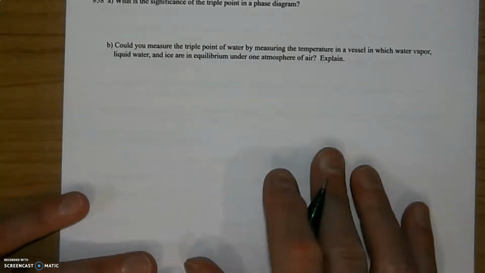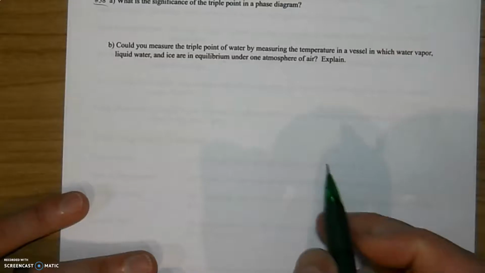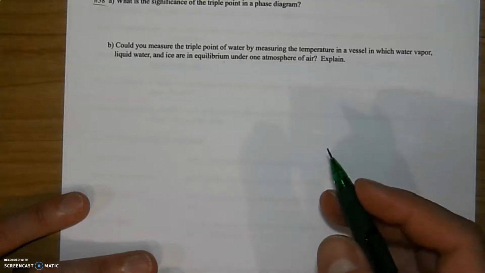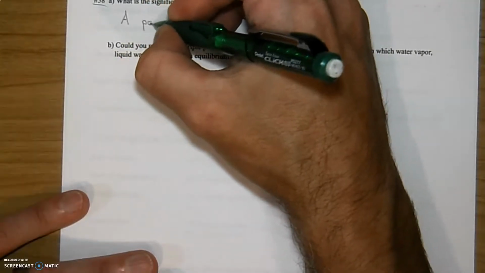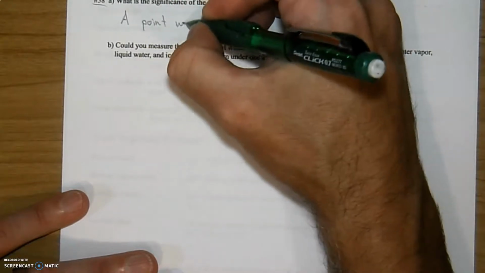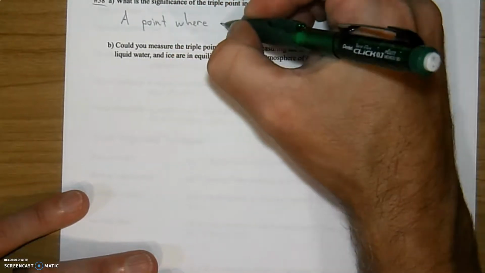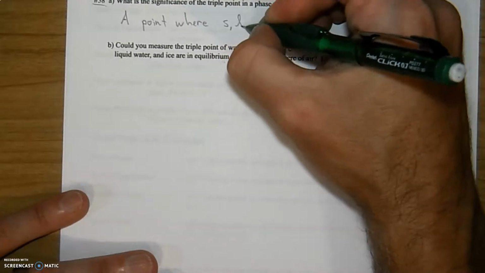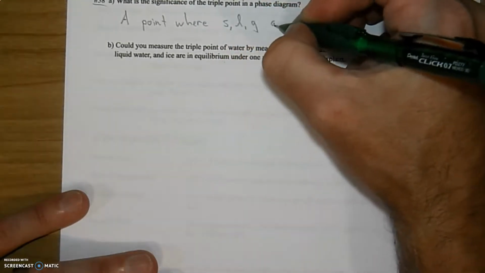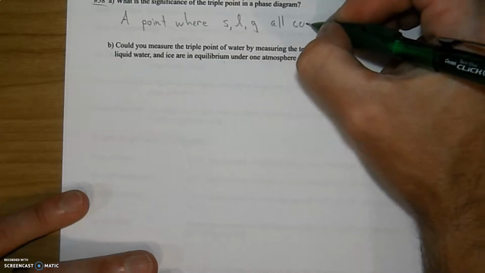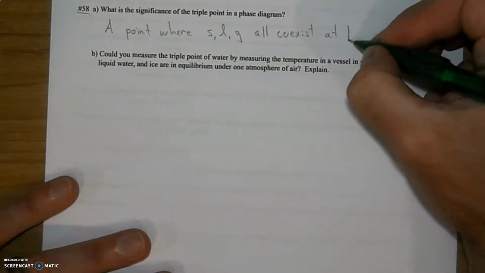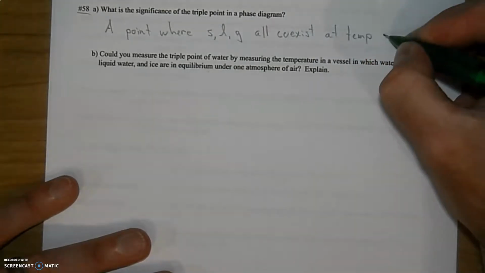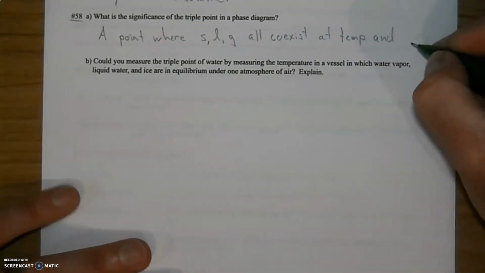All right, 58, last question. What is the significance of the triple point in a phase diagram? That is a point where the solid, the liquid, and the gas all coexist at some temperature and pressure.